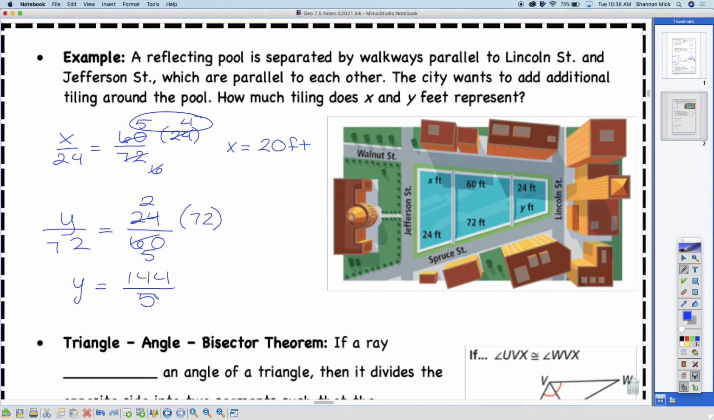Okay, so 144/5, and since I'm going to report this to somebody, I probably need to divide it out because they're not going to know what that is, right? So 5 goes into 14 how many times? Twice, with a 4 left over. So I now have 44. 5 goes into 44 how many times? 8, with how much left over? 4. So 5 goes into 40 how many times? 8. So 28.8 feet of tiling.